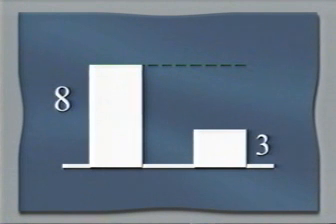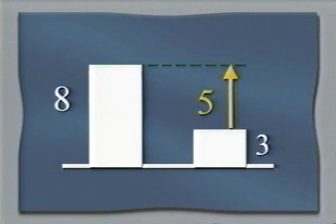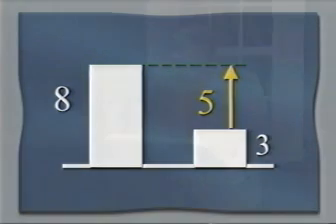If you can imagine 2 bars, one that was 8 high and a second bar to its right that was 3 high. And I said, what do I have to add to that second bar, the 3, to get to the 8? I have to add 5, and I'm going up, so the answer is 5. That's no problem. What happens if I do 8 minus 10?